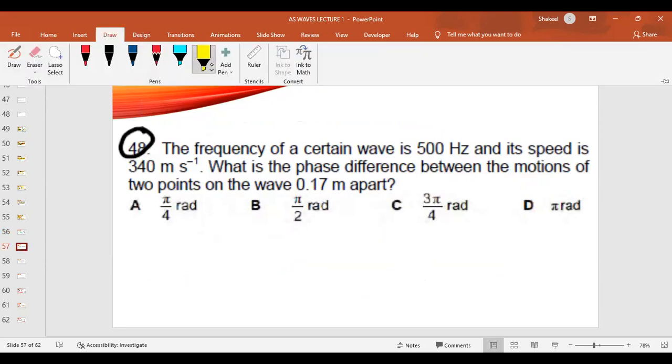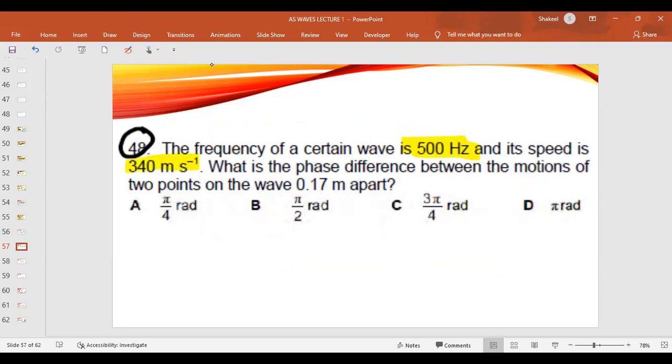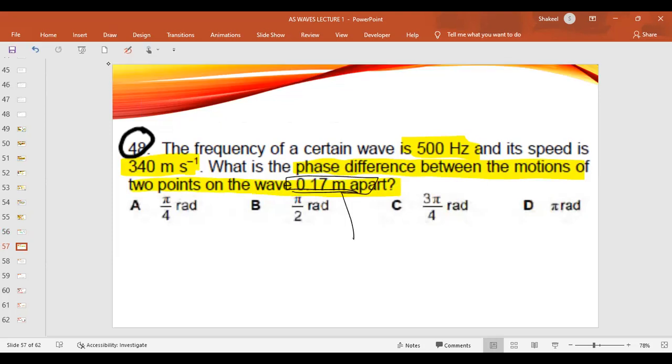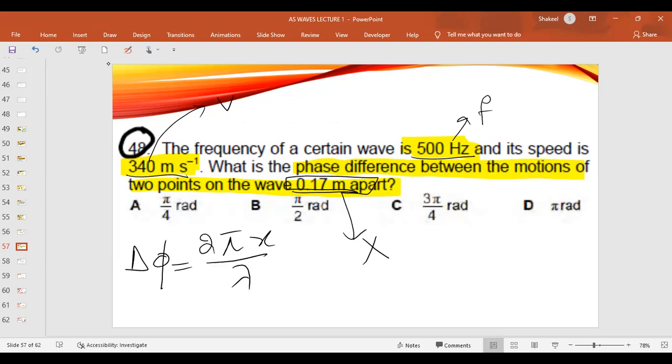The frequency of a certain wave is 500 hertz and speed is 340 meters per second. What is the phase difference between the motion of the 2 points on the wave which are 0.17 meter apart? So 0.17 meter apart is what? It is X. And this is frequency and this is speed. So you have to find the phase difference. So the formula is, phase difference is 2 pi X over lambda. And they have given you the X, so you can simply put its value, 0.17.